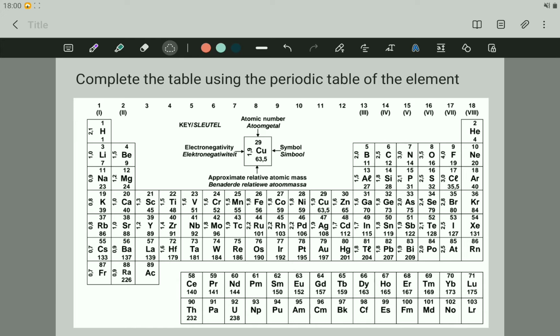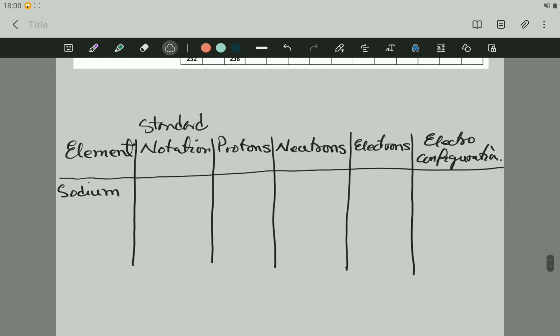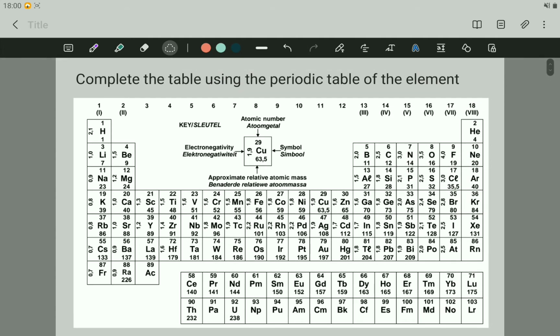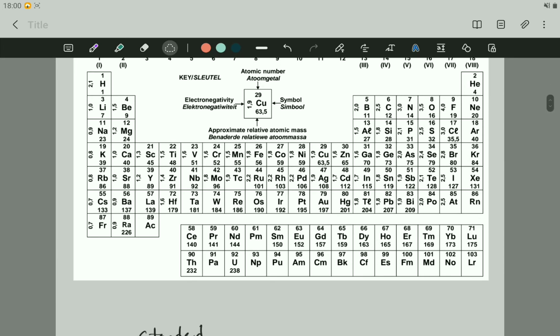We're going to be looking at the question where we have to complete a table using the periodic table and get some information from the periodic table, okay? This question said complete the table. The table is this one here, using the periodic table of the elements, which you can see here in front of you, okay?